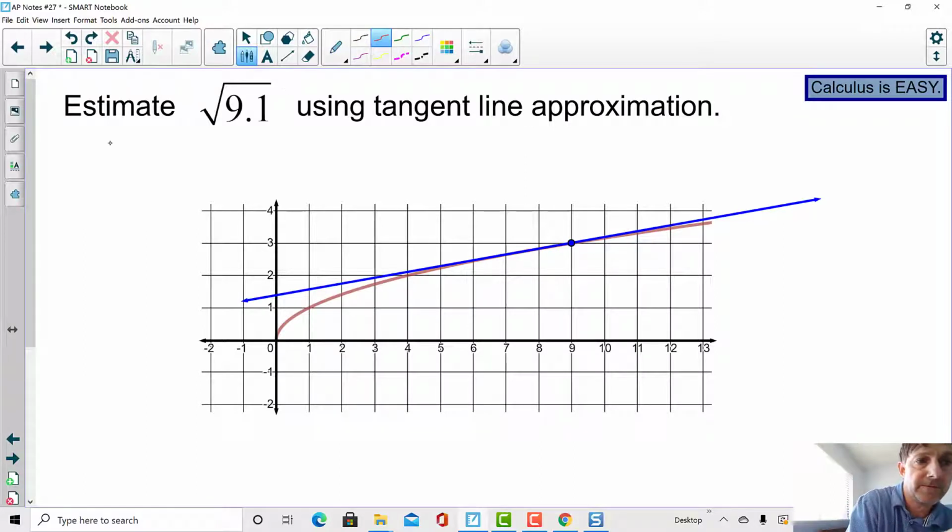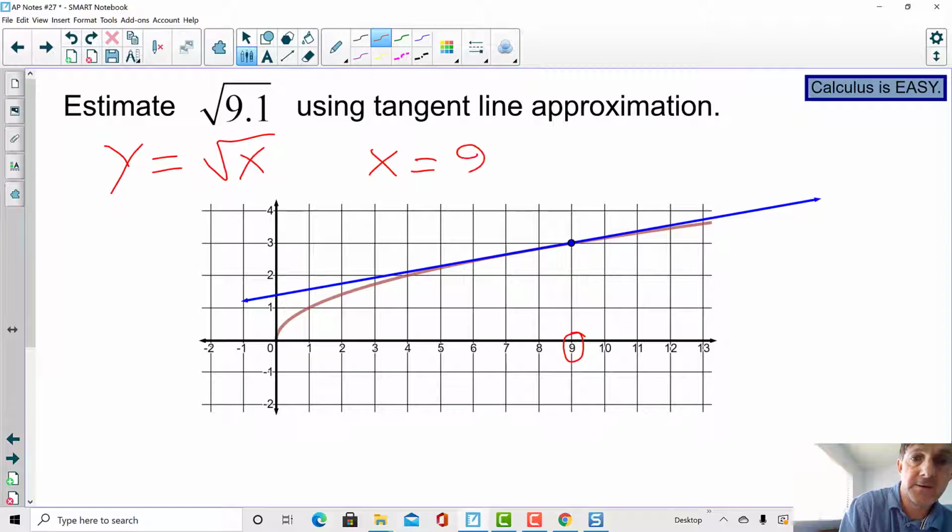So for this example, our function is going to be the square root of x. We're choosing an easy value that we can plug in, but that's also close to 9.1. So we're going to choose a specific value of x equals 9. Remember, your tangent line has to be close to the x value you're looking for. We want to estimate the square root of 9.1, and we know what the square root of 9 is. It's 3. So we're choosing a value that's easy and that we know, but that's also close to 9.1.